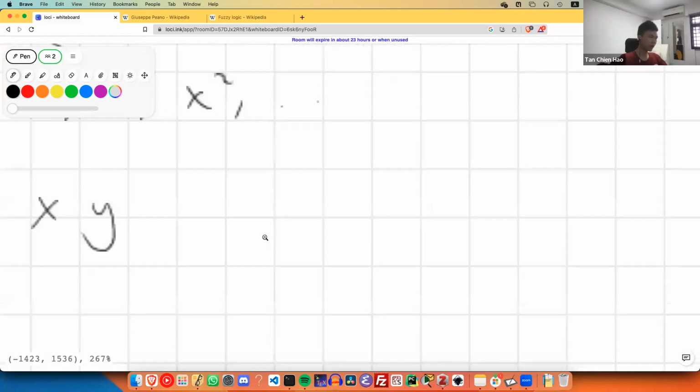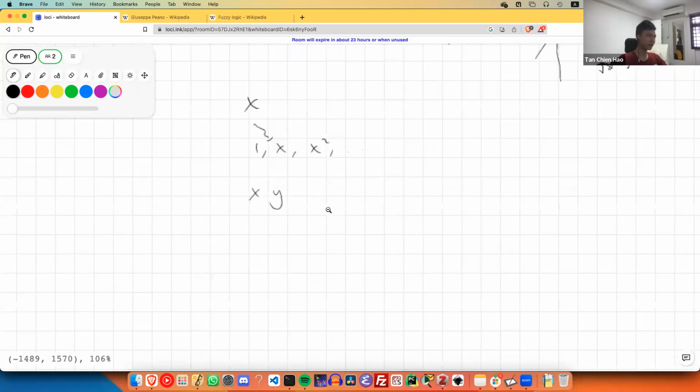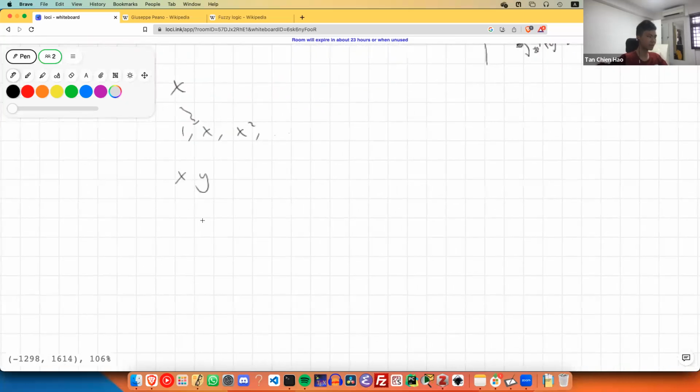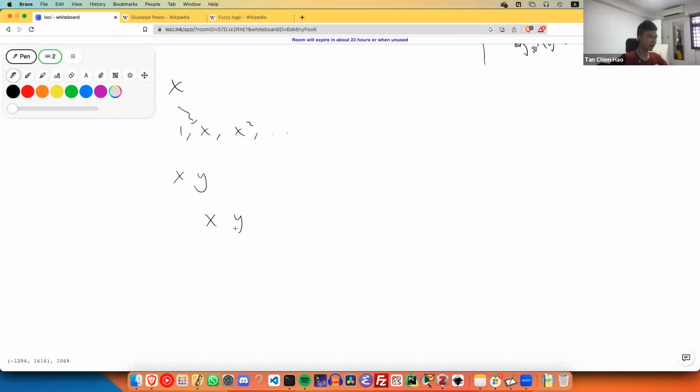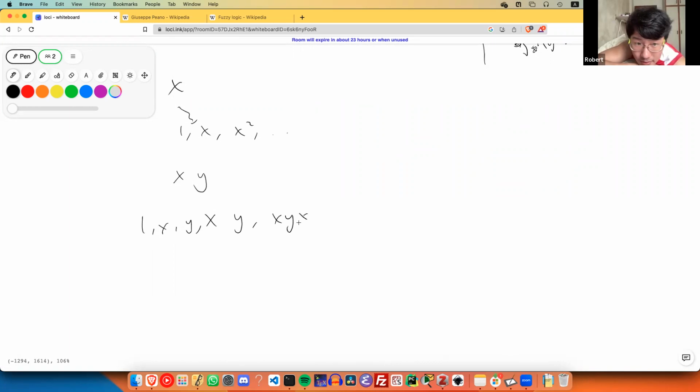Sure. So if you have X and Y, let's say the generators are X and Y, right? Basically all the set elements become generators. So you have 1, you have X, you have Y, you have XY, you have XYX, and so on. Yeah, I get that. X, Y, X is different from Y, X, Y because they do not connect. I know that.